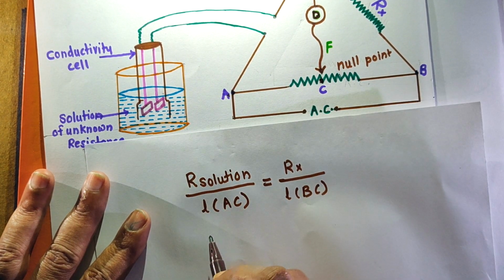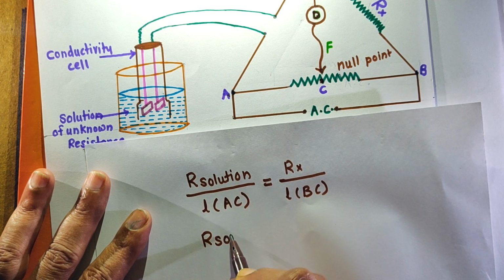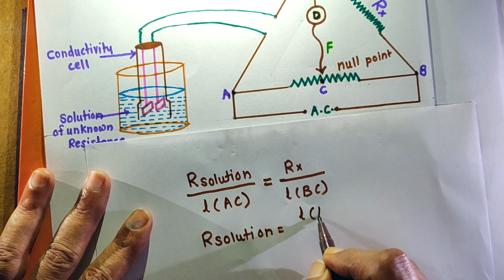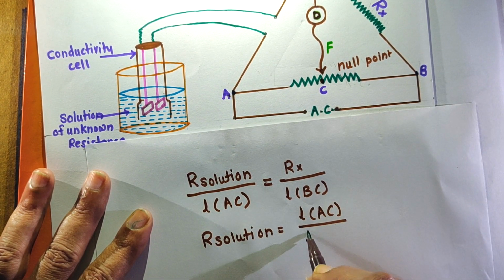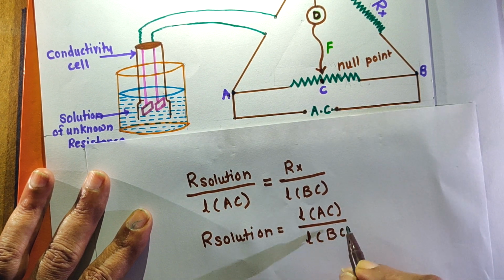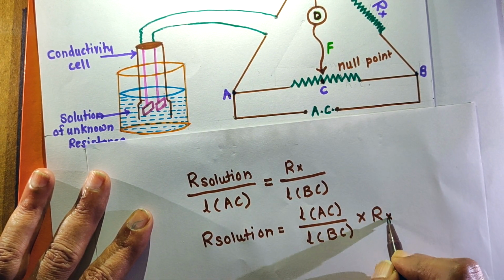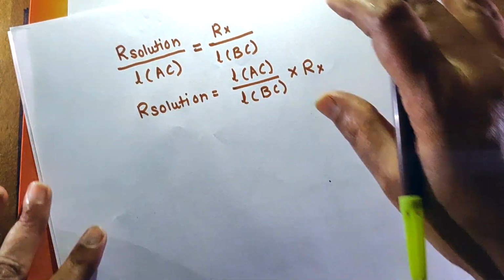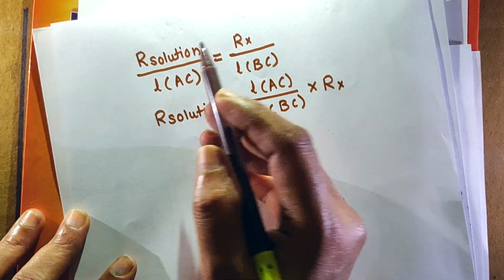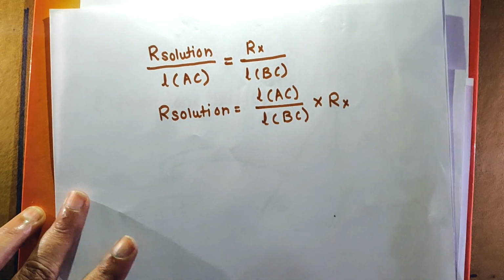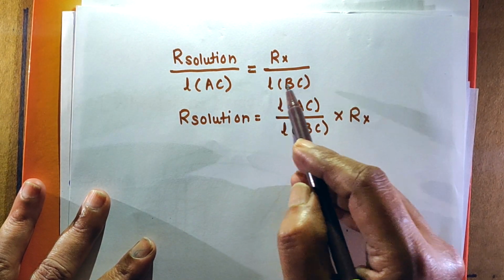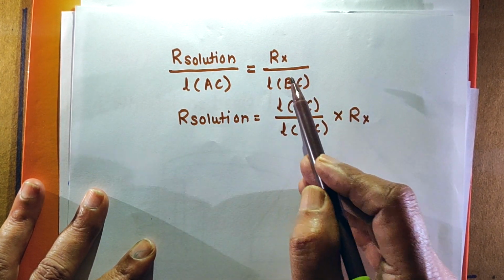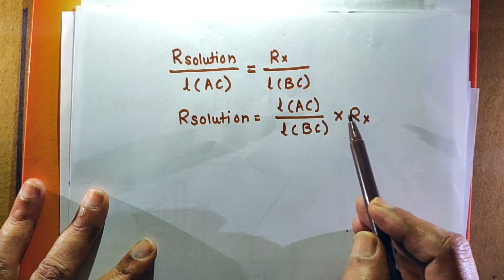Now from this equation you can say resistance of the solution is equal to length AC upon length BC into Rx. See here we have this formula. According to Wheatstone bridge principle, R solution upon length AC is equal to Rx upon length BC. So R solution, the resistance of the solution, is equal to length AC upon length BC into Rx.